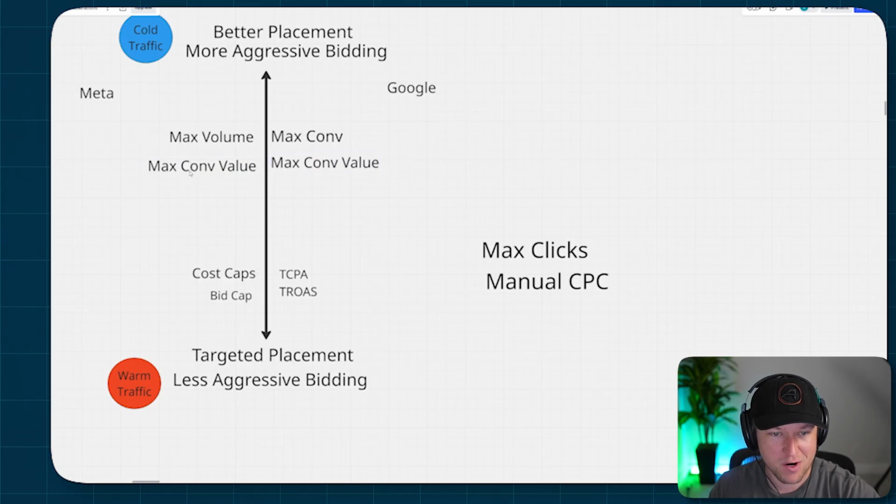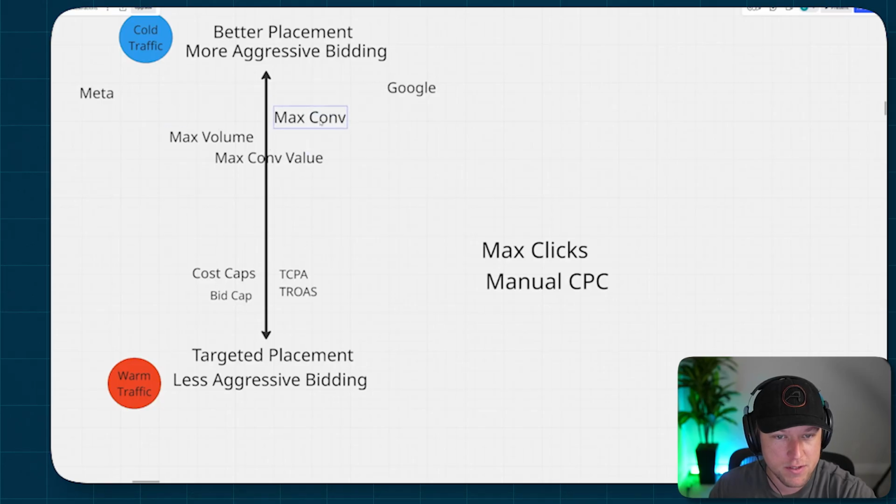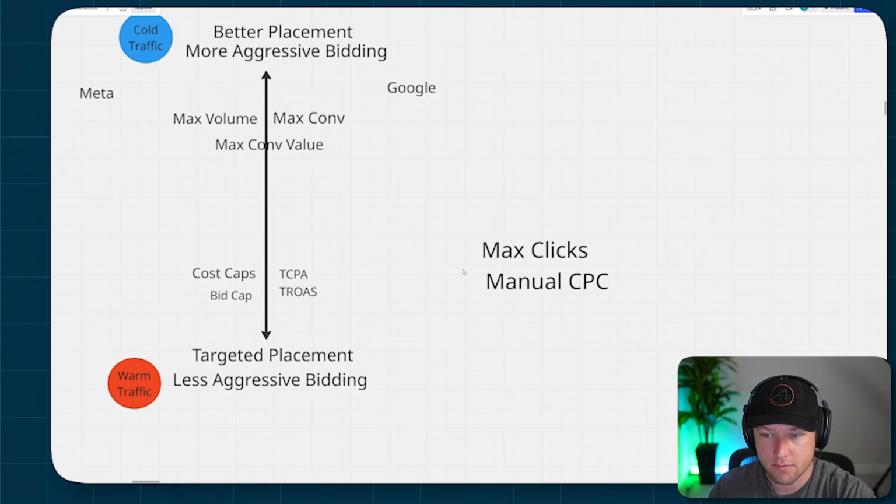This is getting more and more complicated. So in fact, let me just remove this to keep it simple. But you kind of get the point. So maximize conversion value would be probably around this area here. In fact, let me move this just a little bit further up. We'd probably float around this area here. So that's max conversion volume.